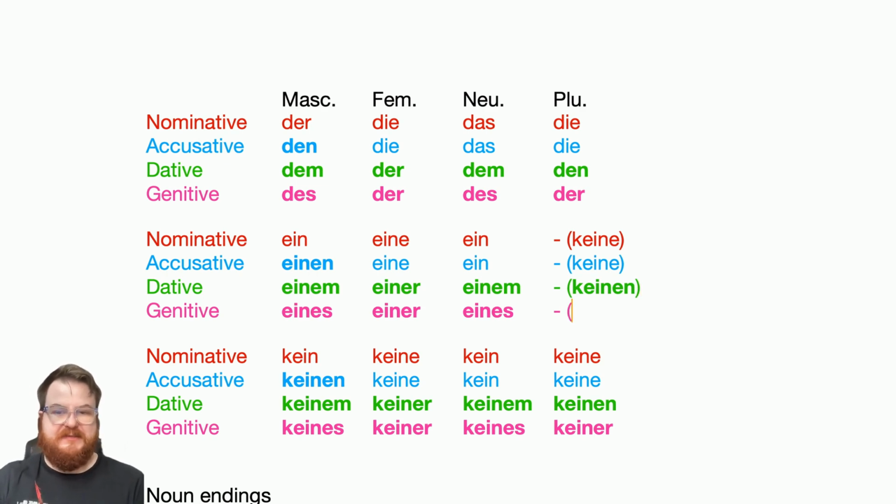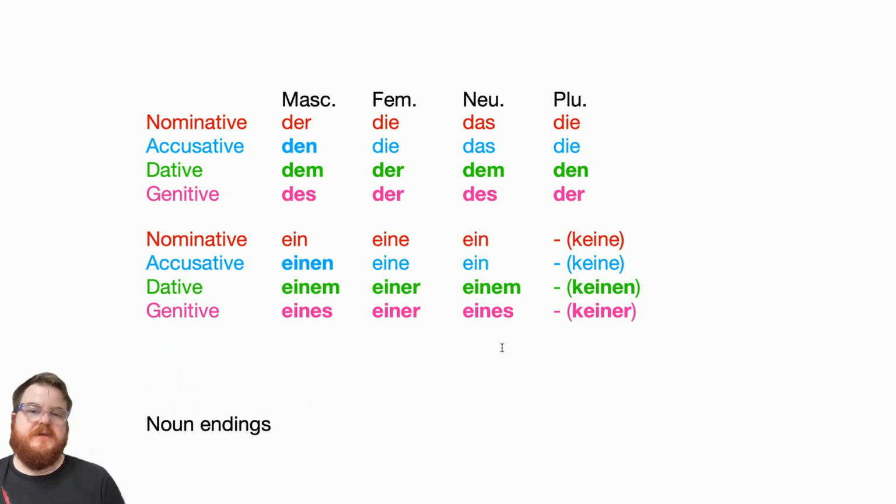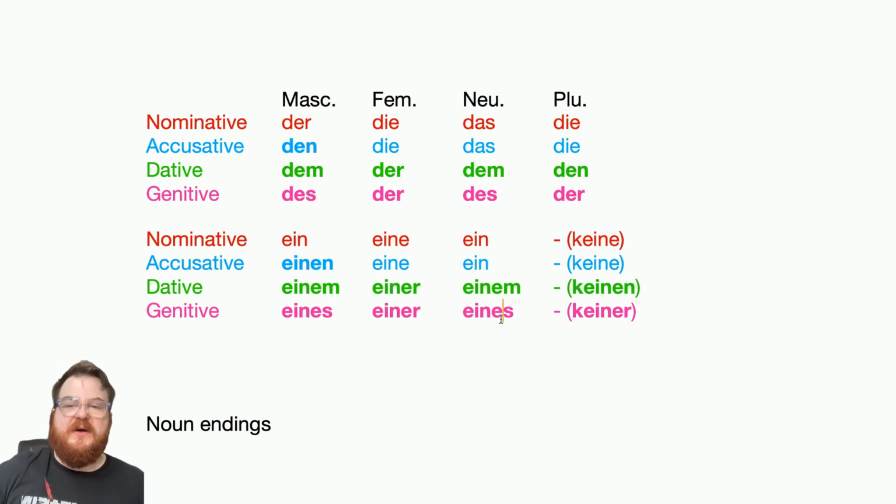And like this. Okay. And then I'm going to delete these completely so that we only have two tables. So now you know if you need to say not a or no something, you just put a K on these words. Kein, keiner, keinen. And if it's plural, then I've already written them out for you. So now we only have two tables. That makes life a bit easier.